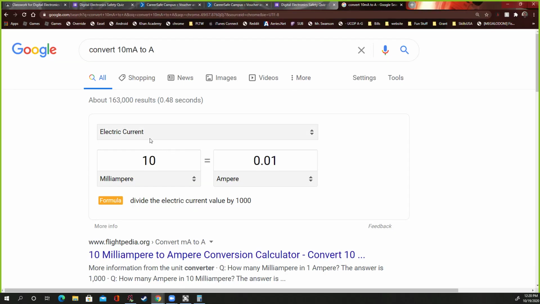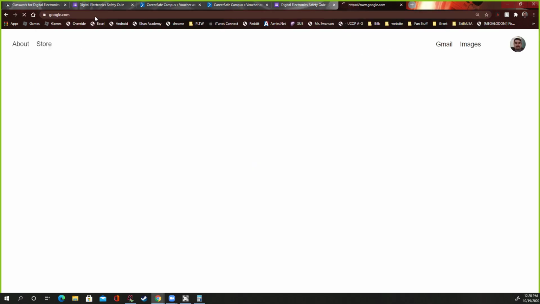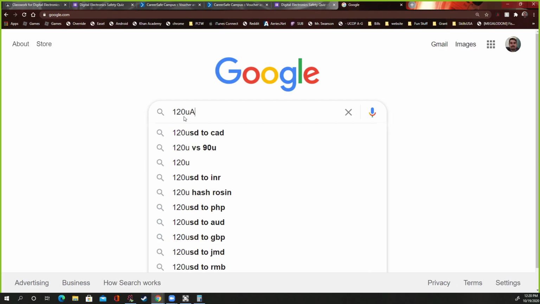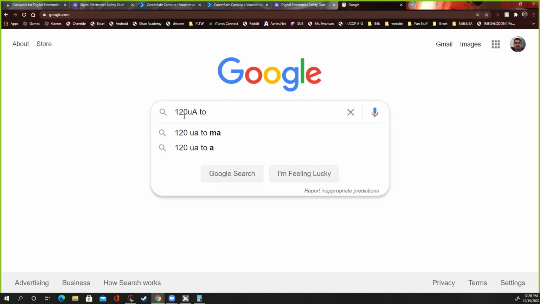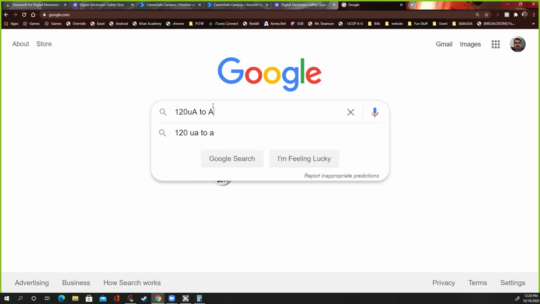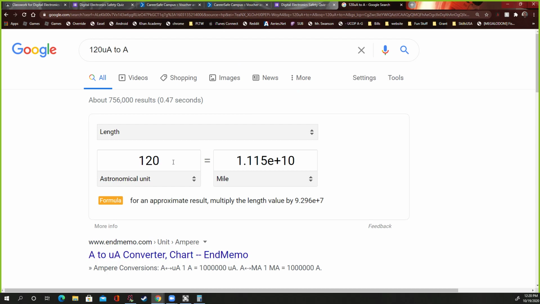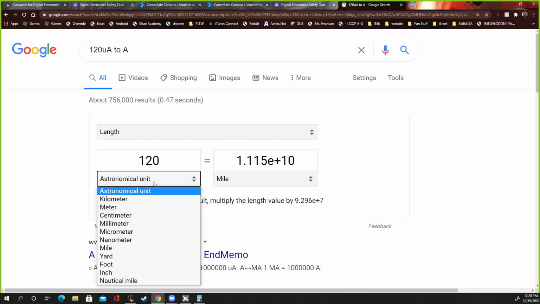So let's go here and convert. I'm going to prove to you that you can just go to Google. Here's Google. You can just type in 120 µA to A, because I just need to know how many amps that is. They gave me microamps, so I need to put just amps. I'll push enter. And 120 microamps is, oh, astronomical units. Oh no, that's not good. That's not what I was looking for.